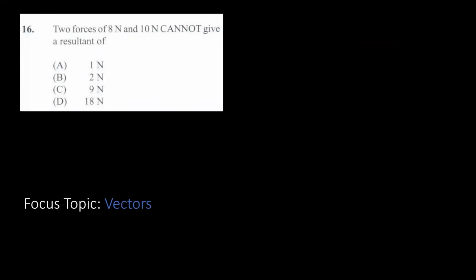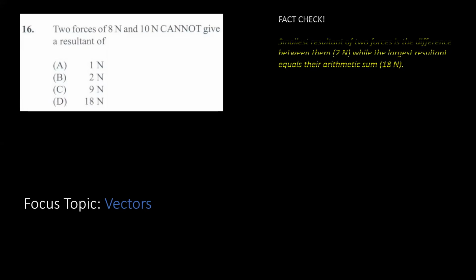Okay. So we are back to the topic of vectors. Two forces of 8 newtons and 10 newtons cannot give a resultant of, and we know that the smallest resultant that you should be able to get from two forces would be equal to the difference between them. So the smallest resultant should be 2 newtons, and the largest resultant would be the arithmetic sum, which is 18 newtons. So the resultant of those two forces should be anywhere between 2 newtons and 18 newtons, but not less or greater than that. So the answer is A.